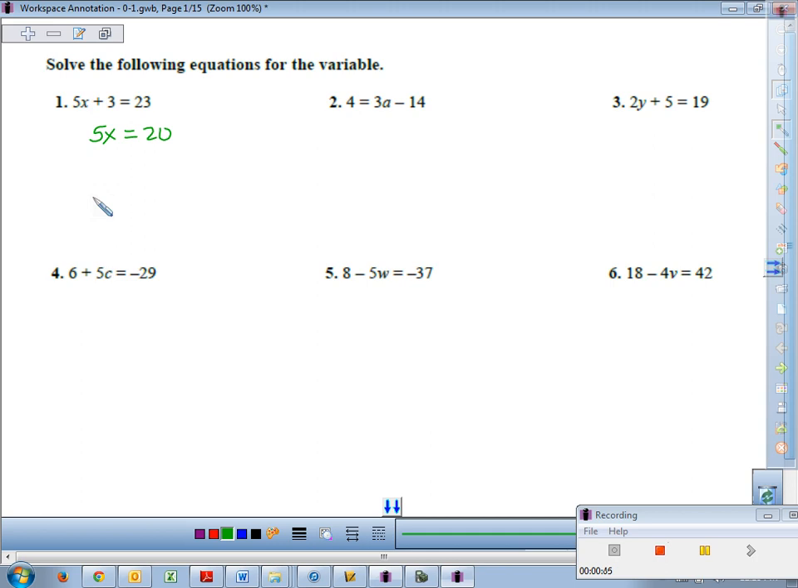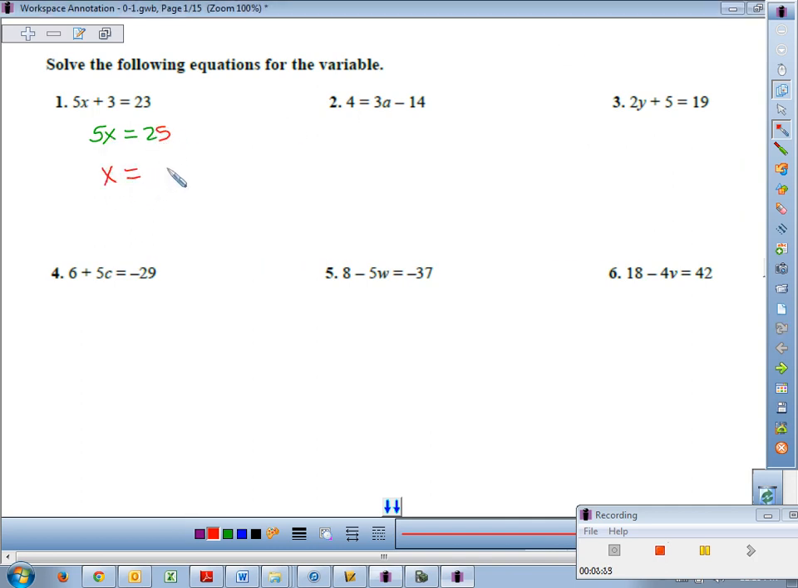What's going on there? Times 5. How do you get rid of times 5? Divide both sides by 5. And you do not need to write this out. You can if you want to, but don't we just need to divide both sides by 5? So you'd have a 5 there. 5 divided by 5 is 1, and the x is still there.